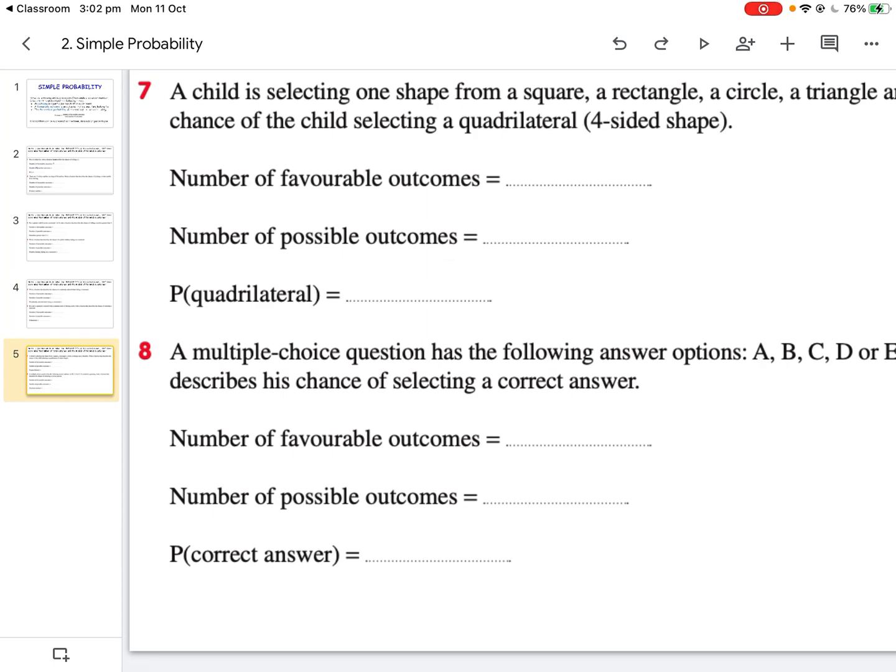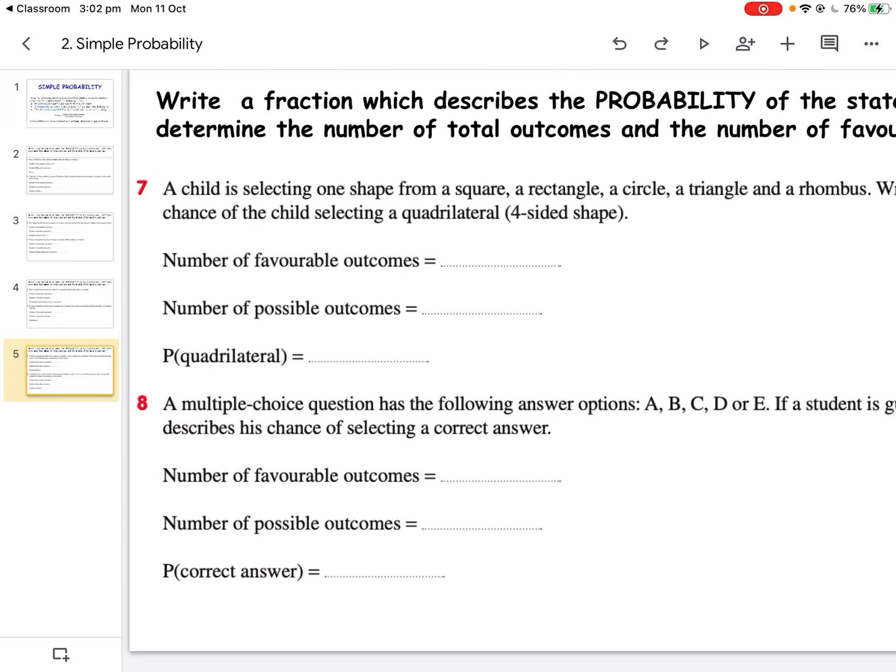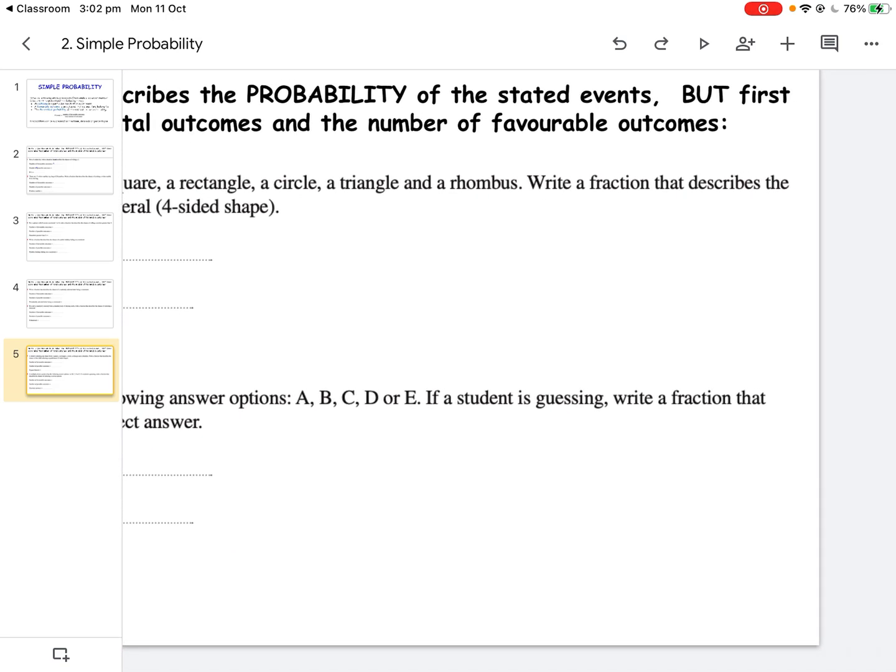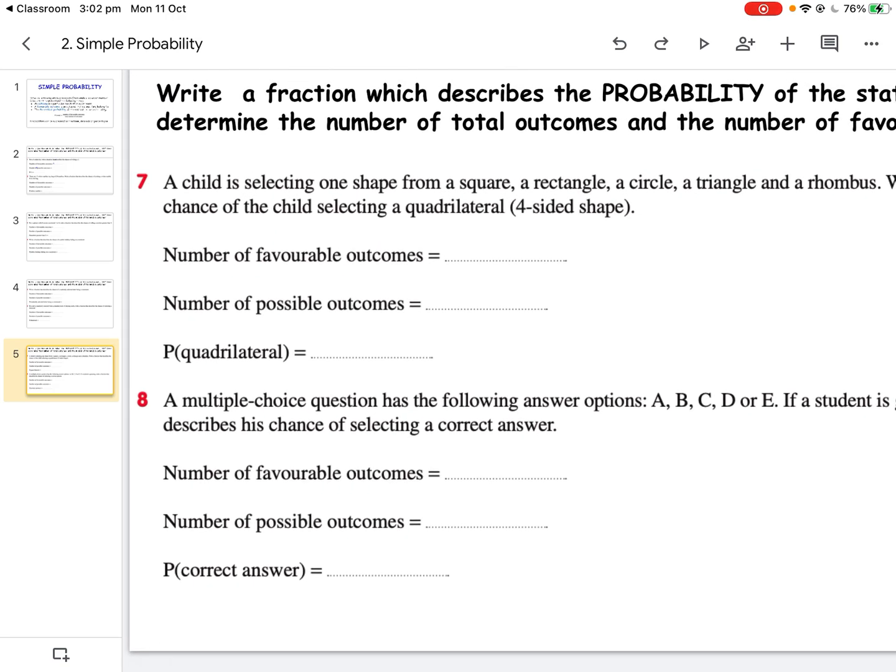Last but not least, a child is selecting one shape from a square, a rectangle, a circle, a triangle, and a rhombus. Write a fraction that describes the chance of a child selecting a quadrilateral, which is a 4-sided shape. Now a square, has that got 4 sides? Yes, it does. A rectangle, does that have 4 sides? Yes, it does. A circle, does that have 4 sides?